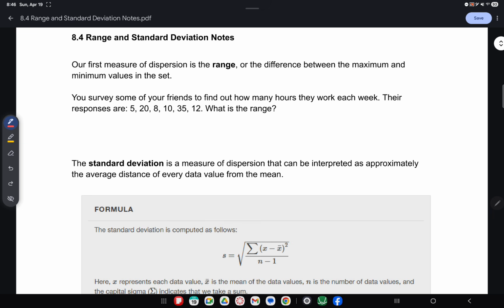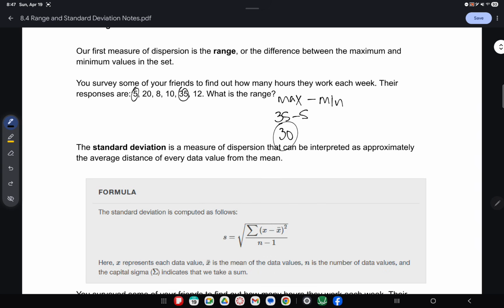So, okay, we survey our friends to find out how many hours they work each week. The responses are 5, 20, 8, 10, 35, and 12. What is the range? It's the maximum number minus the minimum number. So the highest number is 35, and the smallest number is 5. And then 35 minus 5 is 30. So that is our range. The data spreads along 30 values.